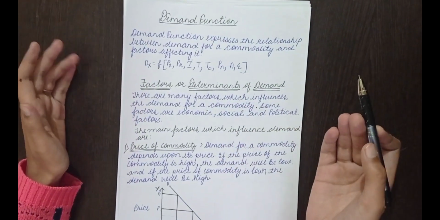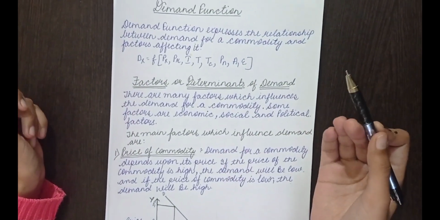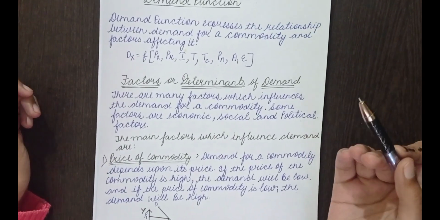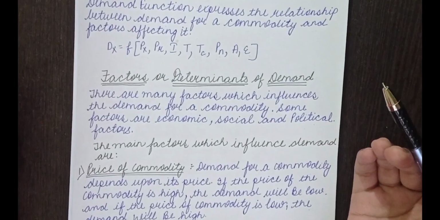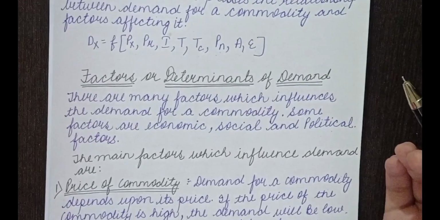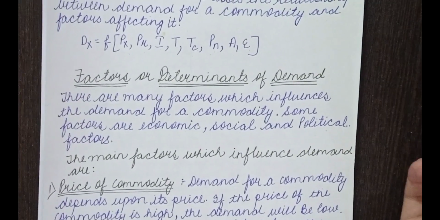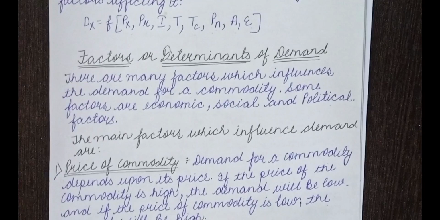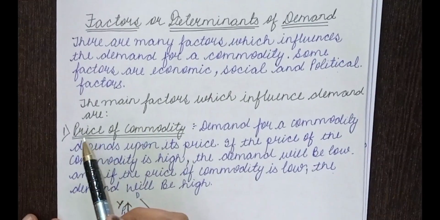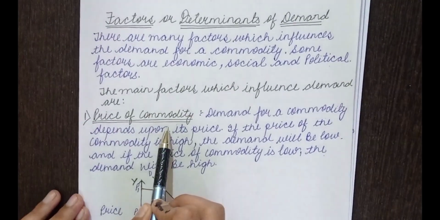What are the factors or determinants of demand? There are many factors which influence the demand for a commodity. Some factors are economic, social and political. The main factors which influence demand are: first, price of commodity.